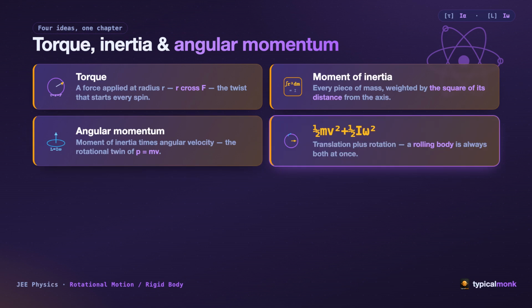And rolling kinetic energy is 1/2 mv squared plus 1/2 I omega squared. A rolling body is never just translating and never just spinning. It is always both at once. David used to add these two energies by guessing. Once he learned they are simply added term by term, he never guessed again.